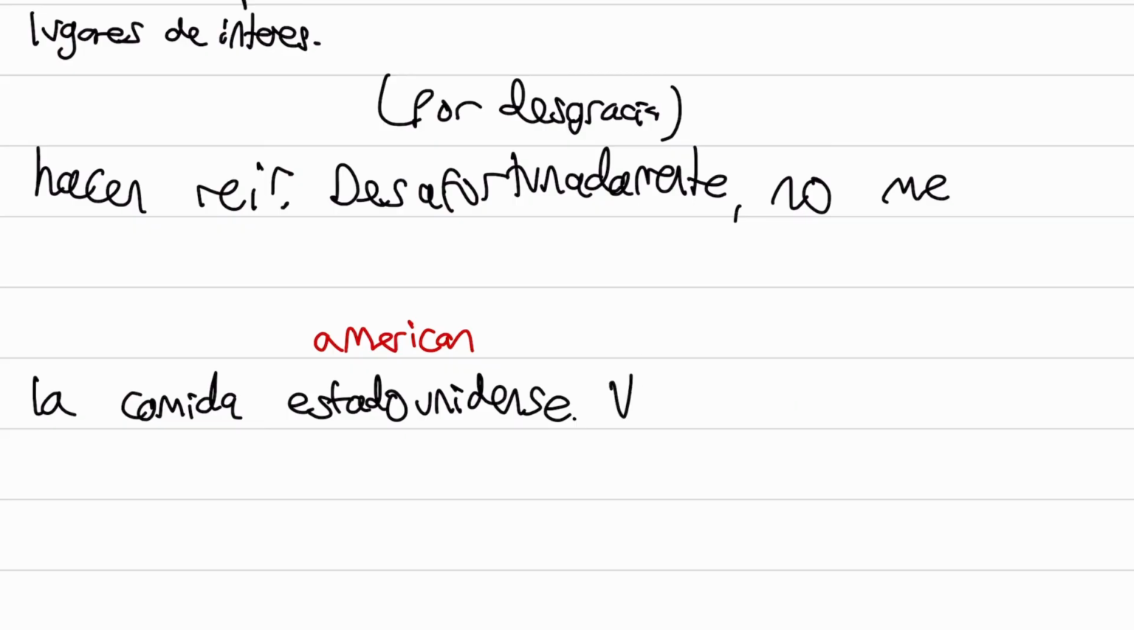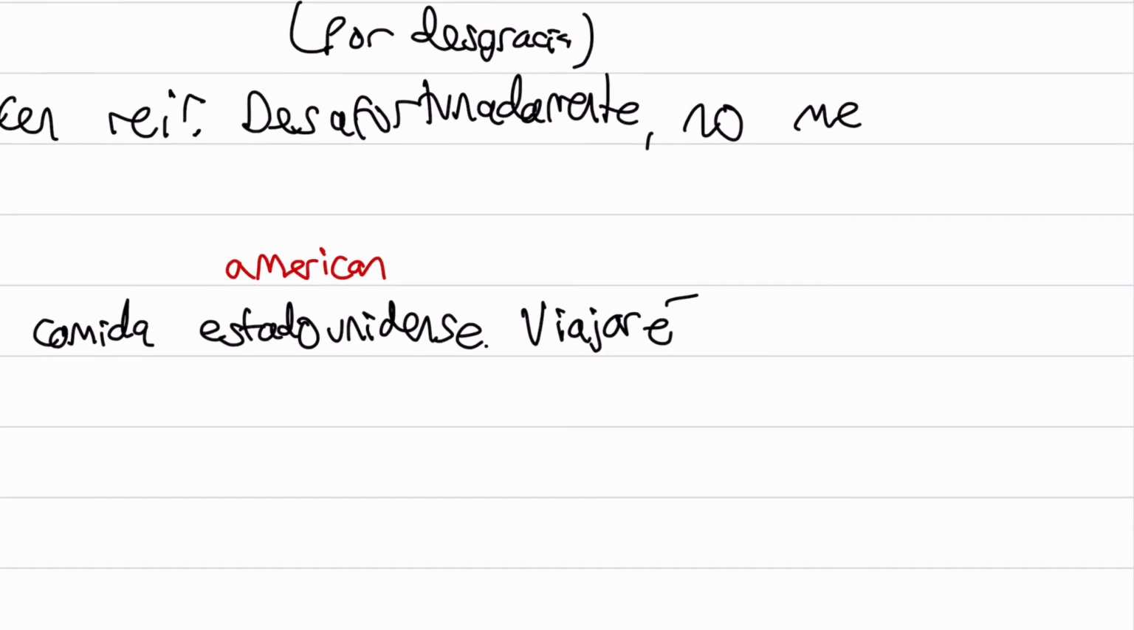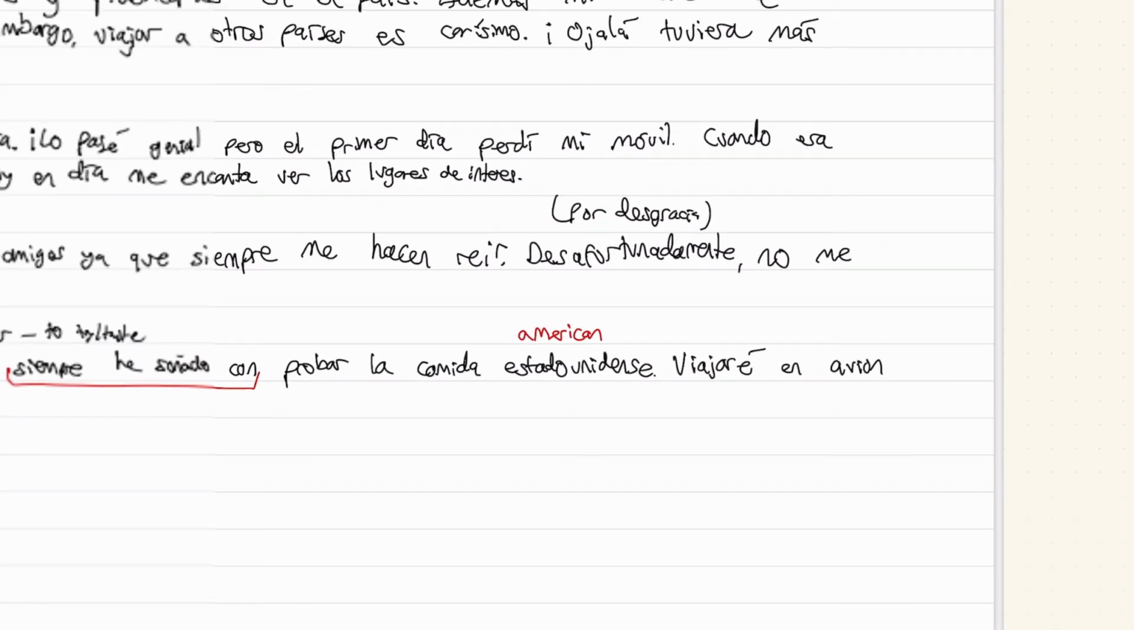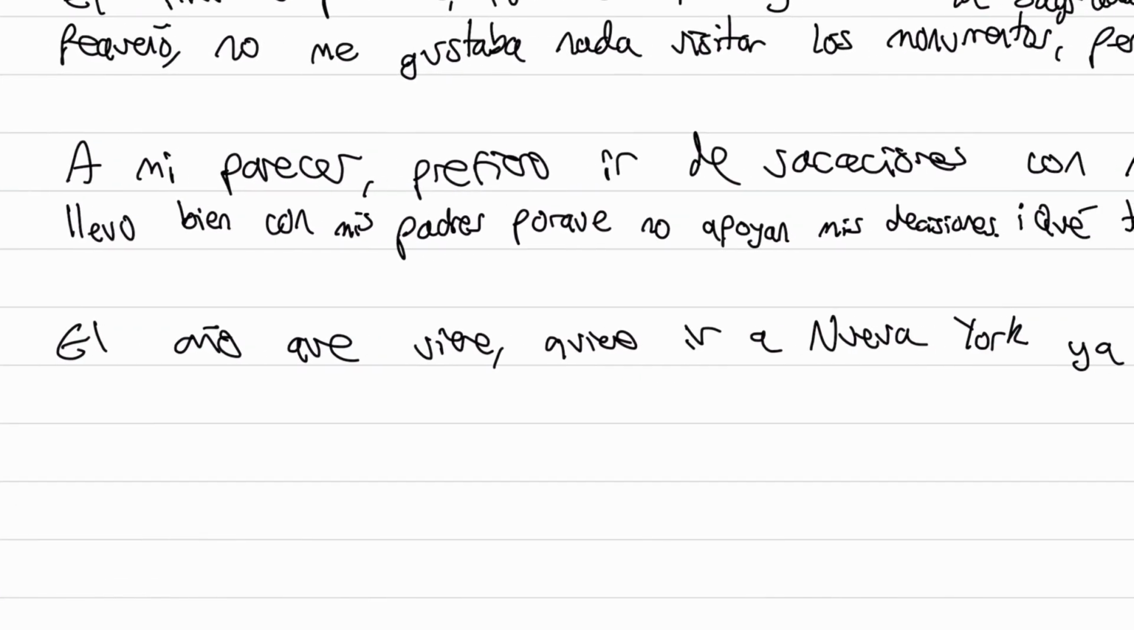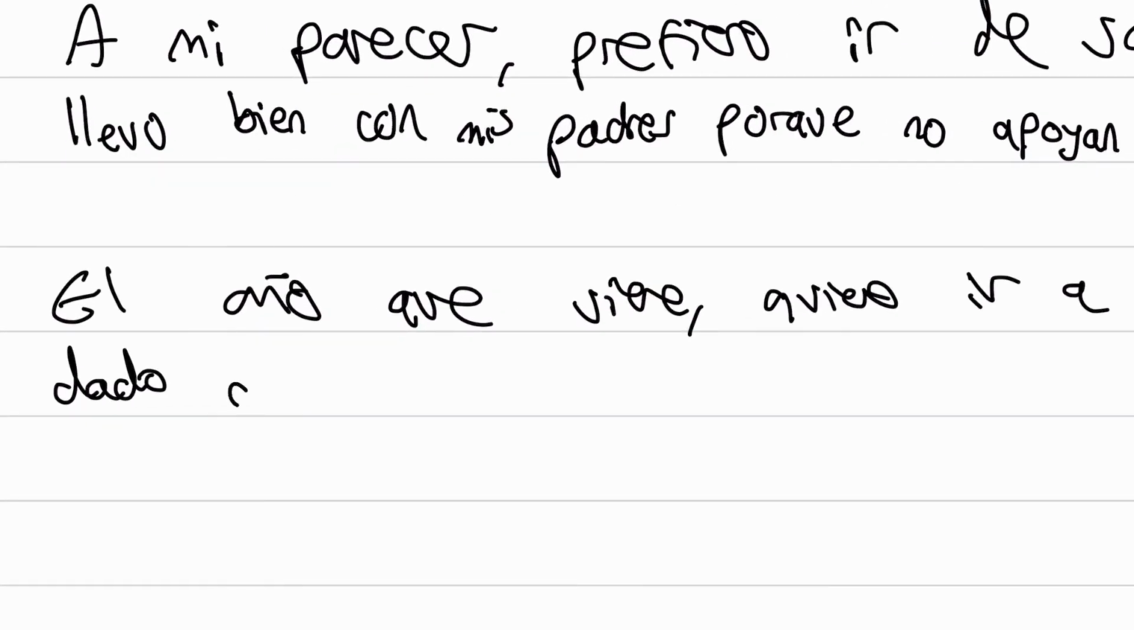So viajar, viajaré. Quizás I will travel. Mode of transport. Let's pick viajaría. So viajaré en avión. And then like again, because it's to justify your opinions where possible. So dado que es rápido y cómodo.